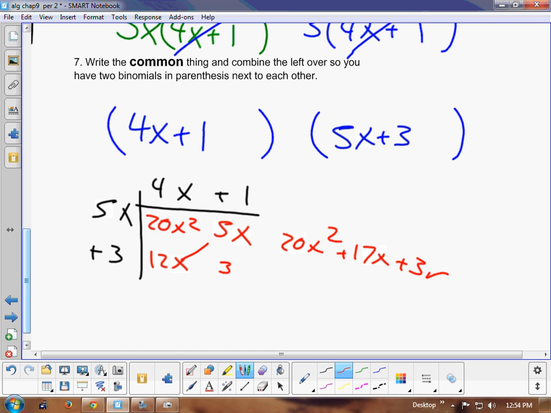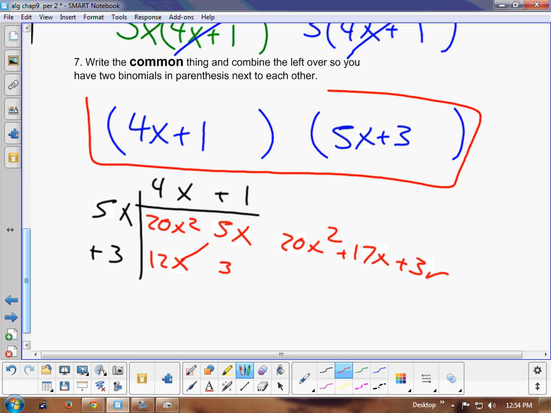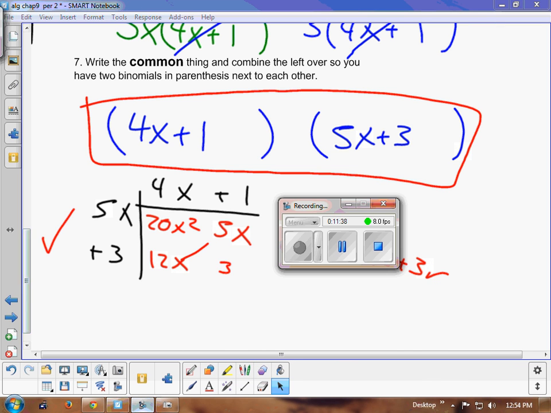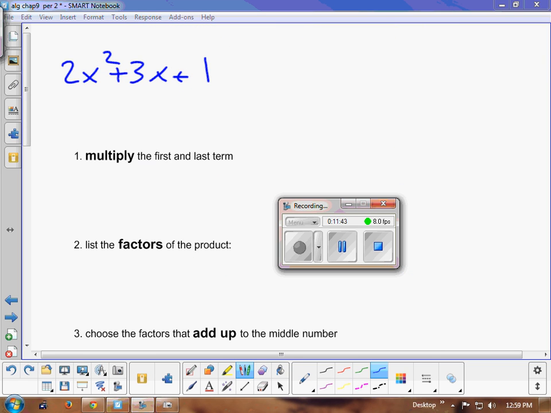So the answer to this question, what is this trinomial factored? It factors into this. That's your answer. This is your check. Yes, Jiren. Yes, but there's a shorter method to it. We'll show you in a minute.